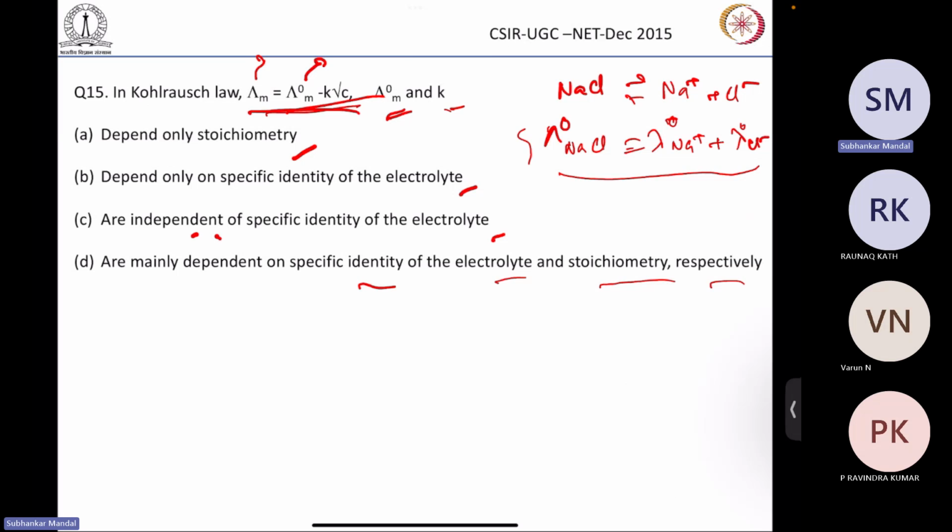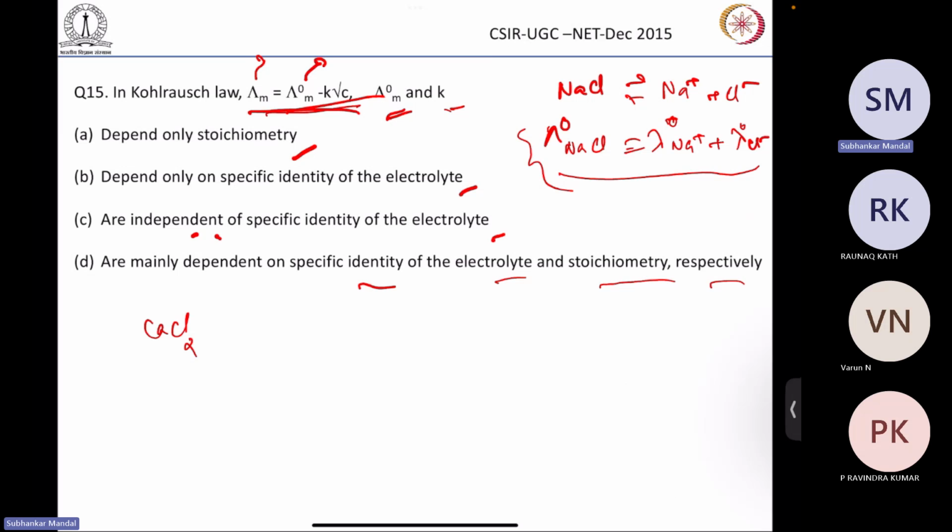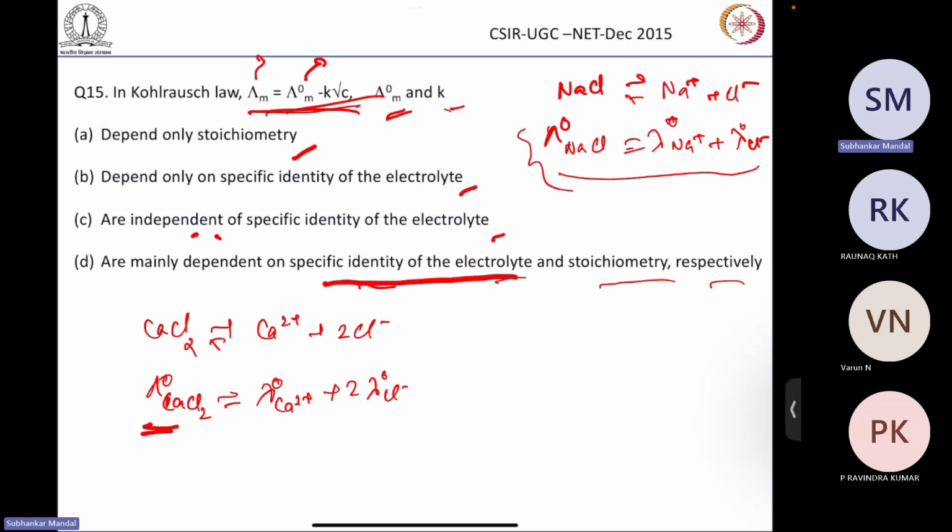This lambda naught, so this thing depends on what? Identity of the electrolyte means basically, suppose you have calcium chloride. Then what will happen? Calcium 2 plus plus 2Cl minus. So in this case, lambda m of calcium chloride will be lambda naught of calcium 2 plus plus 2 lambda of Cl minus. So depending on what electrolyte you have taken, this lambda value will vary. So that means it is the specific identity of the electrolyte. And the stoichiometry, how many ions are there? So this is the stoichiometry. So it depends on the identity of the electrolyte as well as stoichiometry. Okay, so the answer is D.